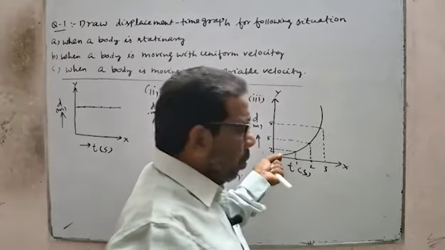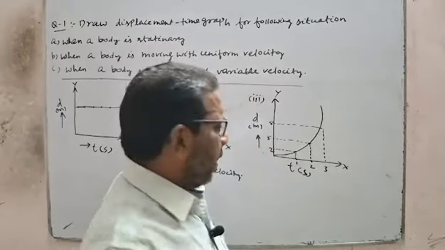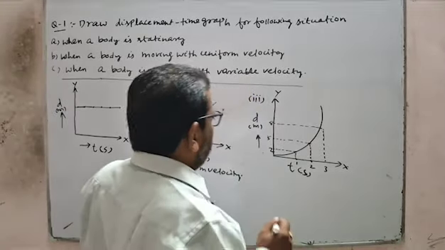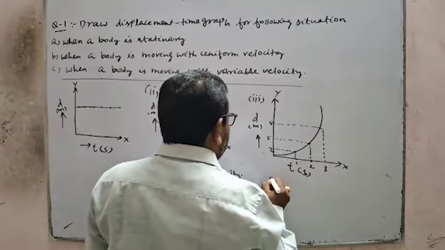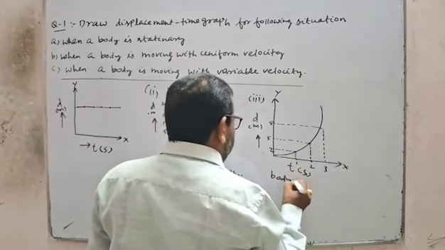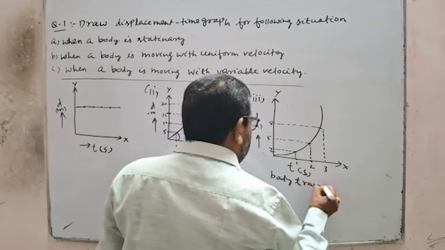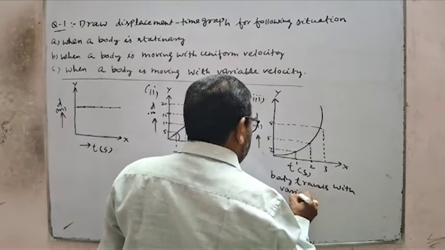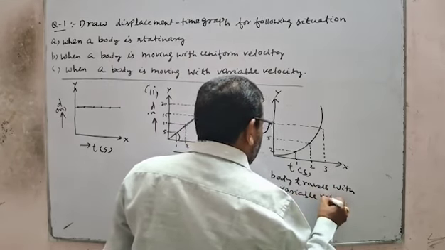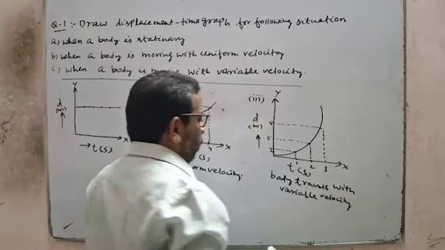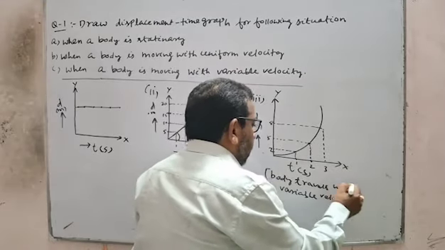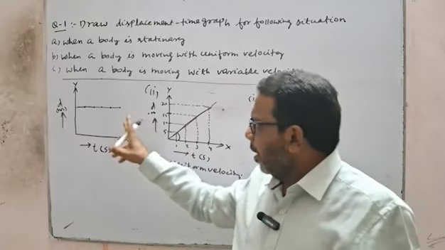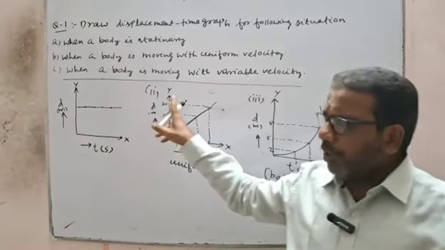That means the body does not cover equal distances in the same interval of time. So this graph shows the body travels with variable velocity. And the motion of the body is non-uniform. Understand? This is how we can solve this question.